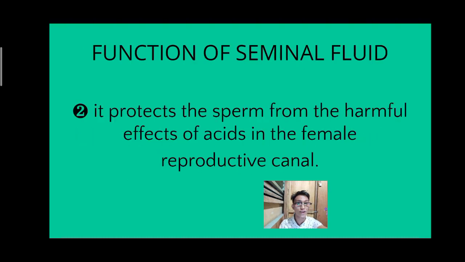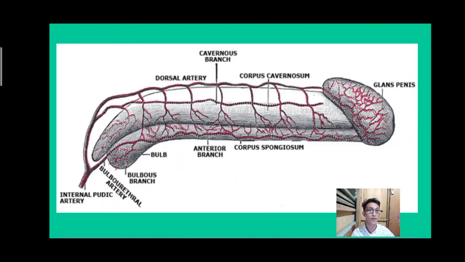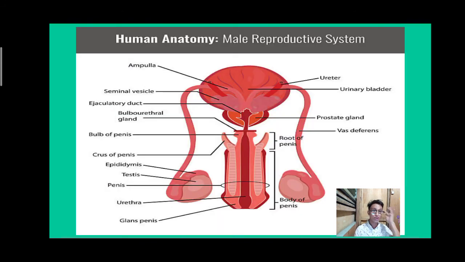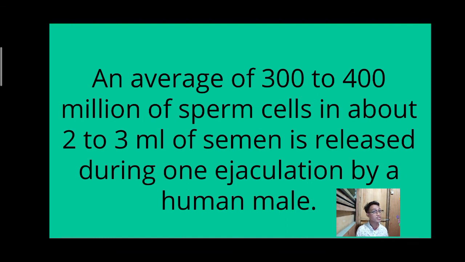And also there are parts of the penis that you need to remember. We have the glans penis, the erectile tissue, and the prepuce. The glans penis is the expanded tip. The erectile tissue is the tissue surrounded by skin in the body of the penis. Also, remember that the process of releasing semen through the urethra is called ejaculation. An average of 300 to 400 million sperm cells in about 2 to 3 ml of semen is released during one ejaculation by a human male.